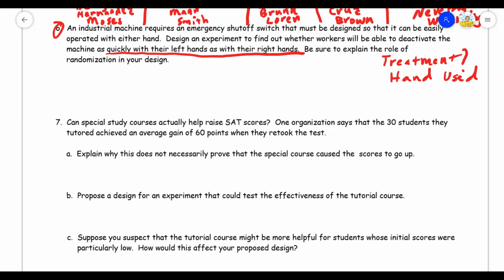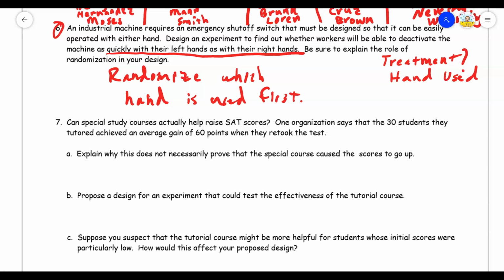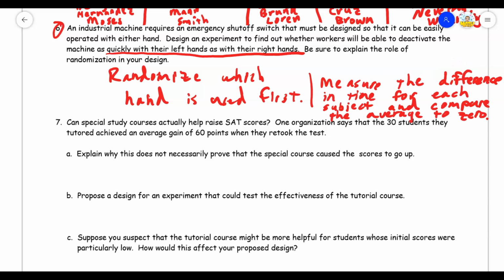So you're going to ask each individual to come up and use their left hand first and then their right hand. All right, and that would inject the lurking variable of they always use their left hand first. They got some experience using the machine, and then maybe all of a sudden everybody's faster with their right hand. Okay, so randomization would come into which hand they use first. Okay, and then we just subtract the difference in time. So we randomize which hand is used first.